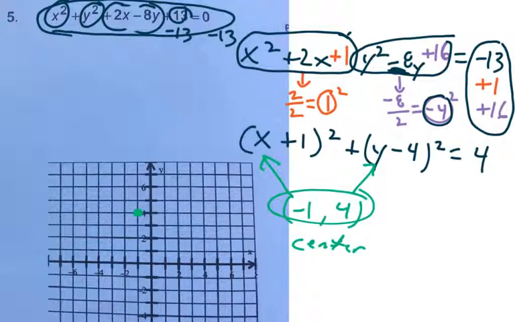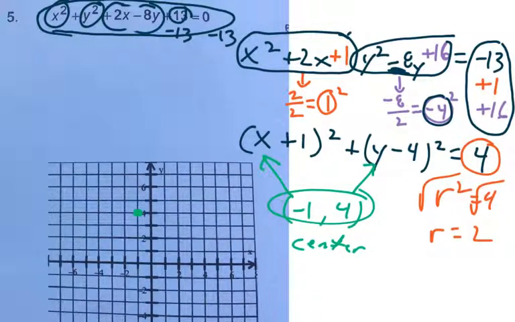Now don't forget, guys, the 4 over here is r squared. So don't forget to take the square root of it. So r is 2. So my radius is 2. So from the center, guys, I'm just going to count 2 to the right there, 2 up, 2 spaces to the left, 2 spaces down. I have 4 points on my circle, basically, and I'm just going to connect them with a nice arc.